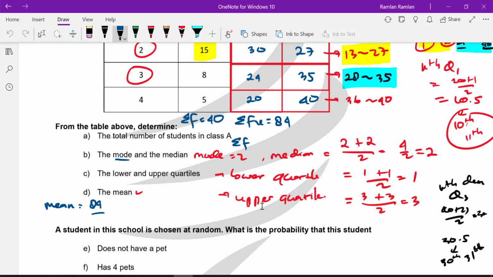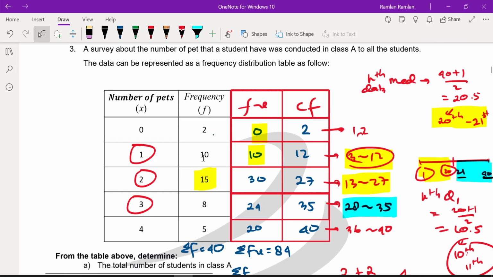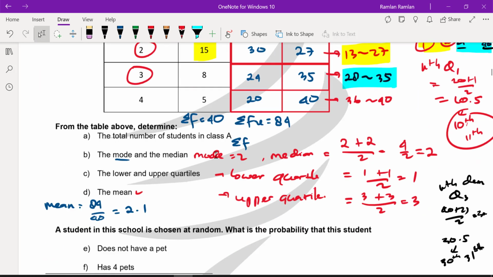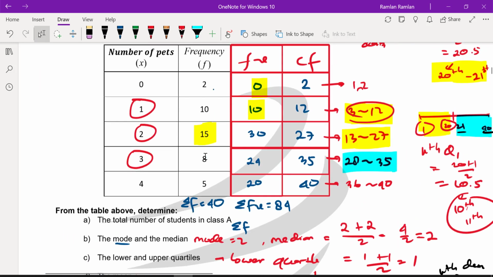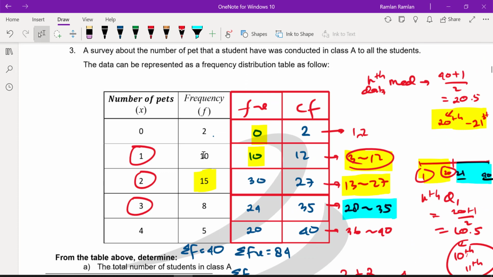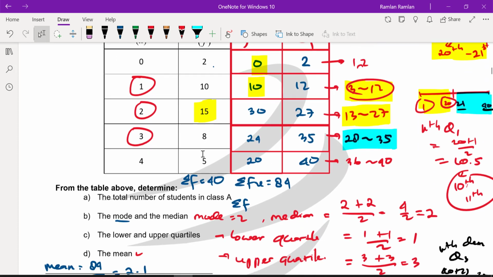So guys, the mean equals 2.1. Okay, so we actually have a continuation question for this one. It is related to probability. Okay, let's go to the next one.